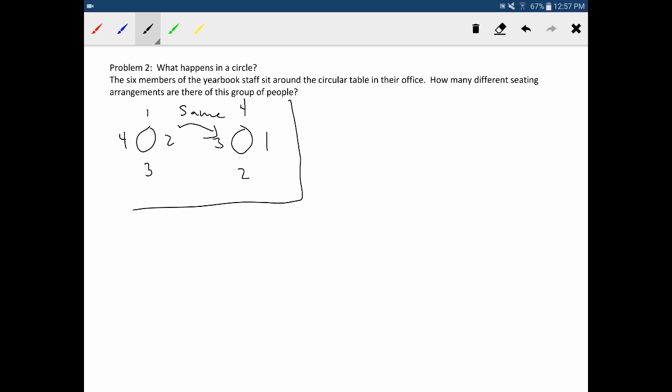So what we're going to do is fix one person in place and move everyone else around them. So when in a circle, we'll fix one person in place.